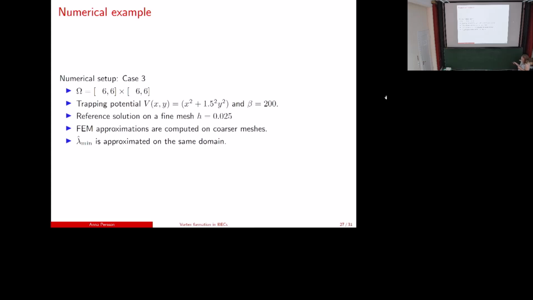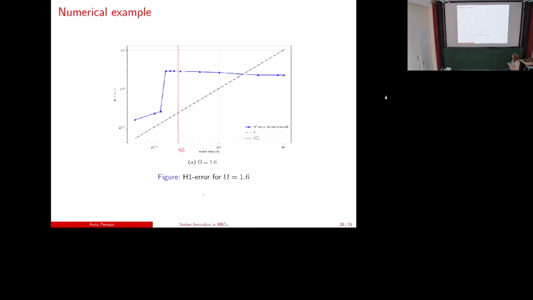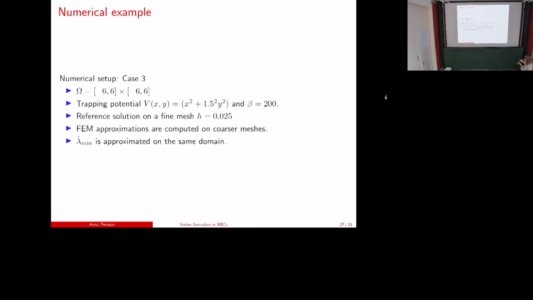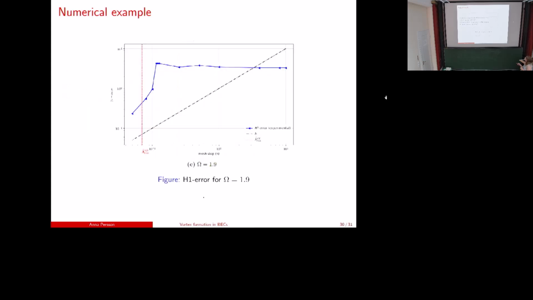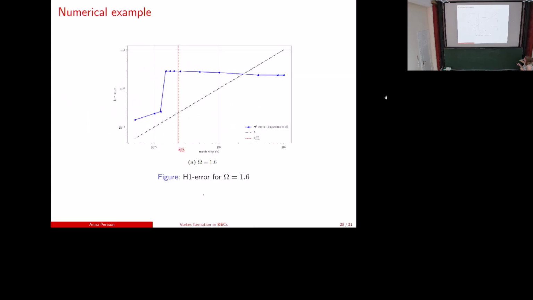And as before, I compute the reference solution on some finite mesh, and the finite element approximations on Persson meshes. And this I compute on the same domain as usual. So this is what it looks like. Oh, did I not include... I'm sorry, I think I forgot the pictures.